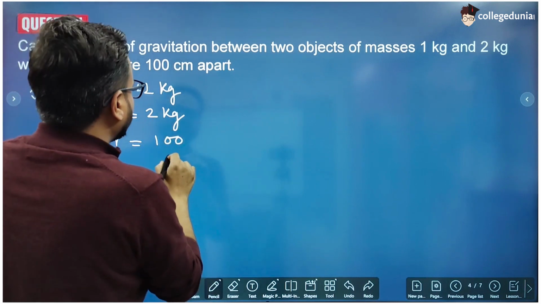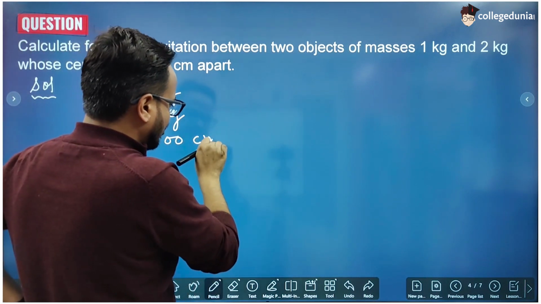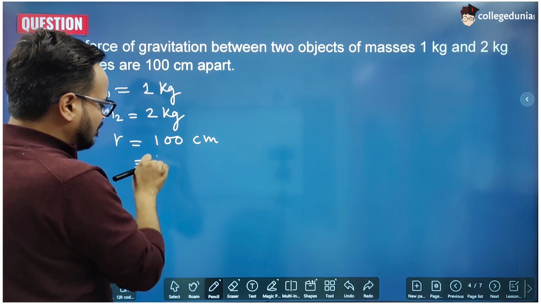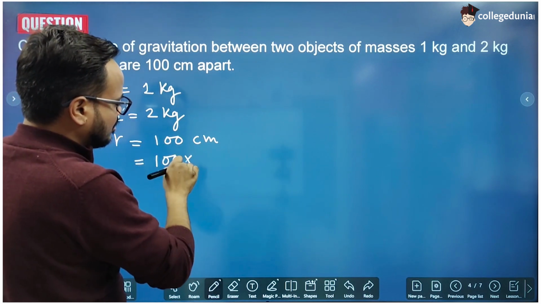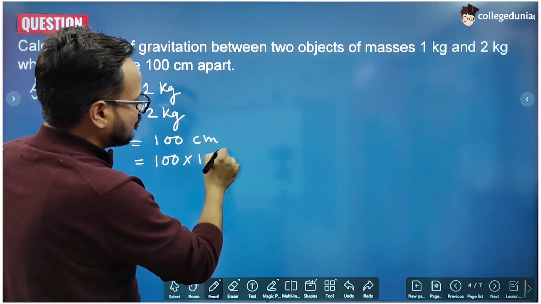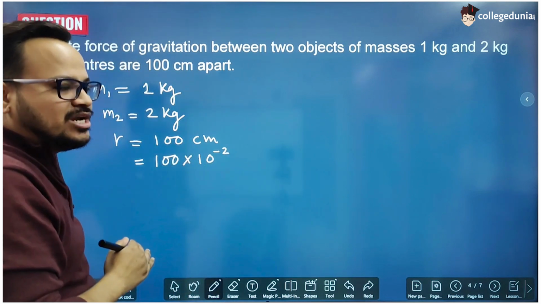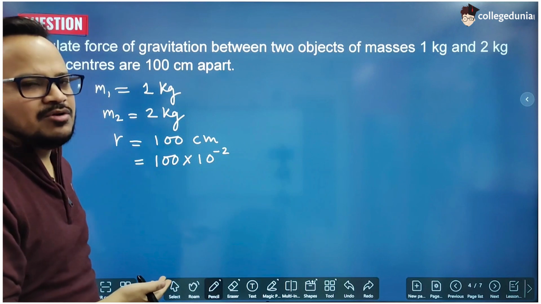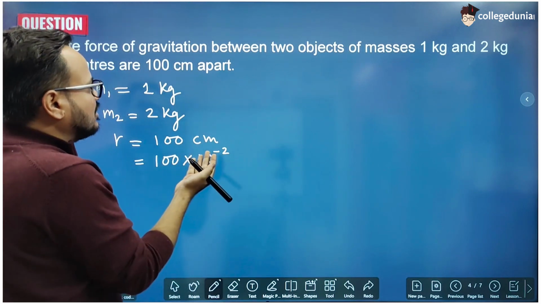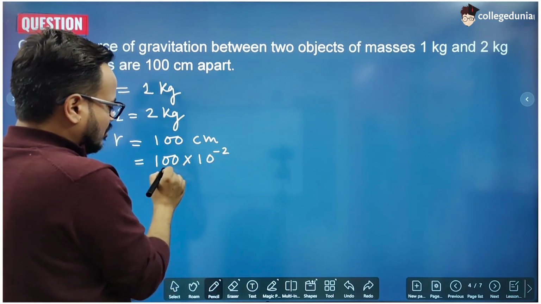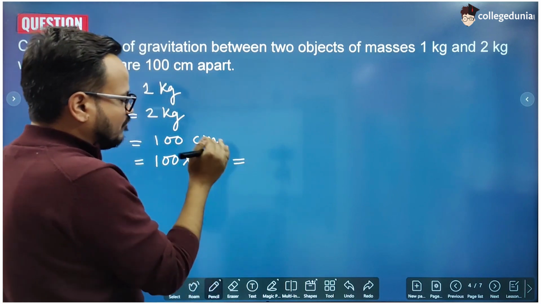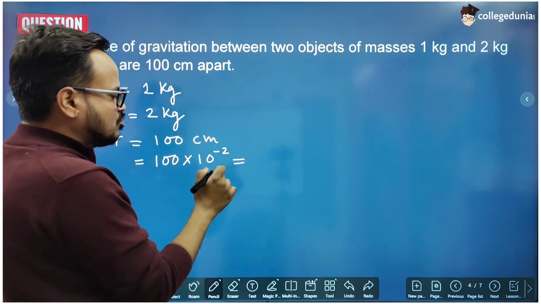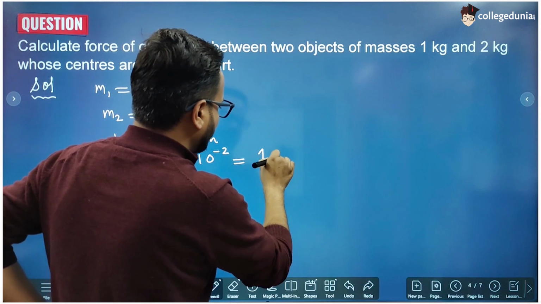And the distance between the centers is 100 centimeter. So let's take everything in SI units. To convert centimeter into meter, we have to divide it by 100. So 100 centimeter means the distance between the bodies is 1 meter. Or we can multiply it with 10 raised to power minus 2. So this gives 1 meter.